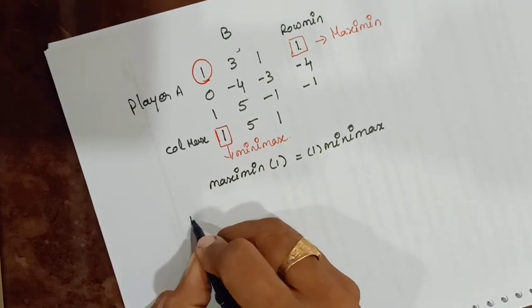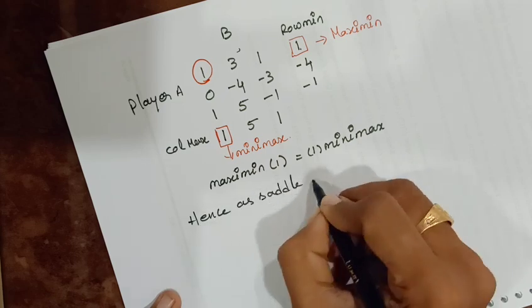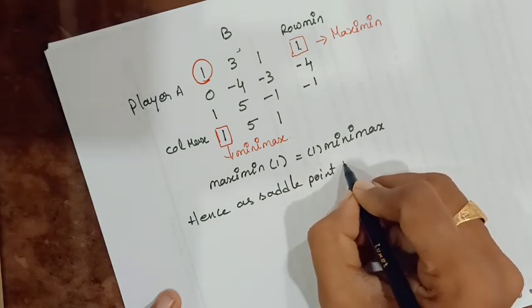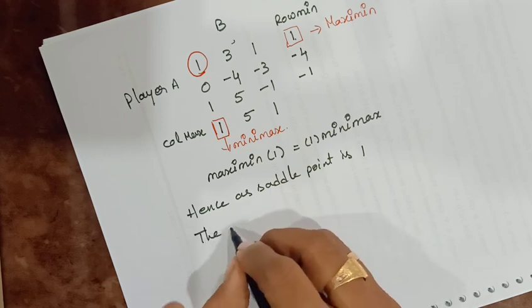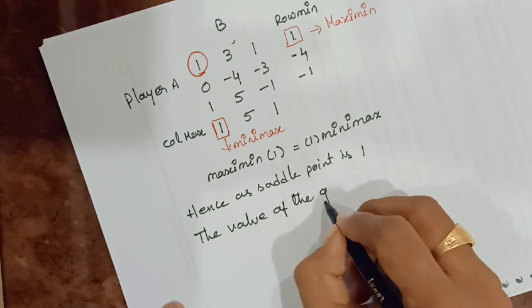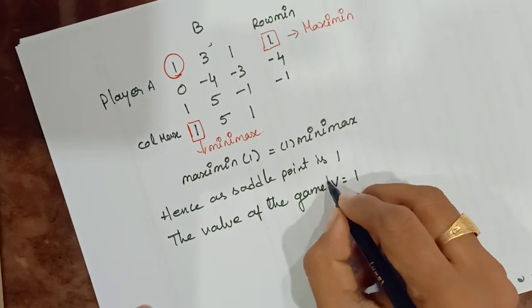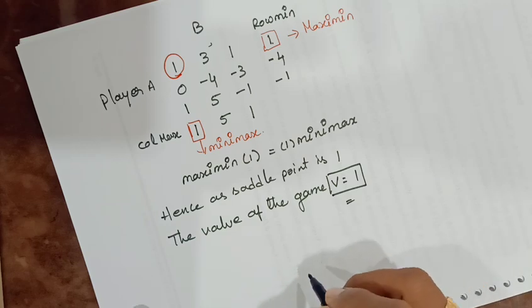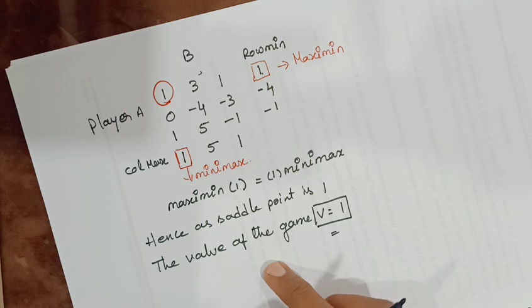Hence, as the saddle point is 1, the value of the game, represented as V, is equal to 1. Right? From game theory, this is the example of a game theory problem with a saddle point, when a saddle point exists.